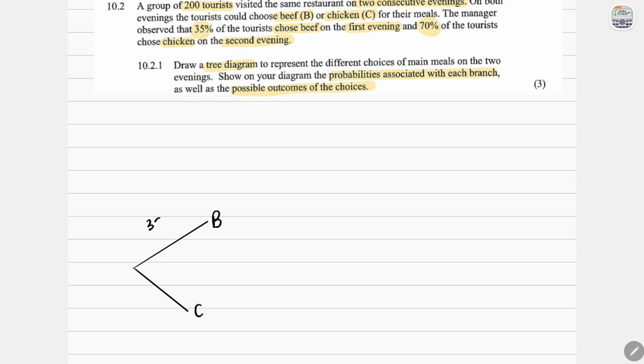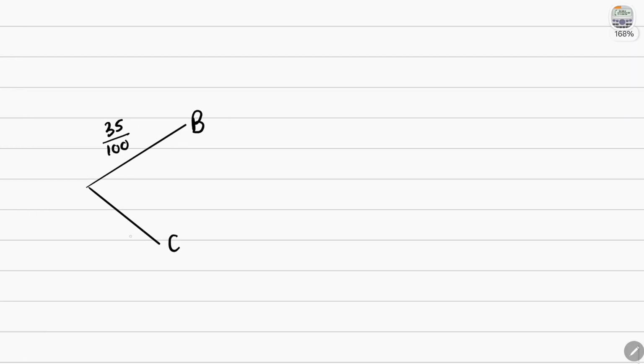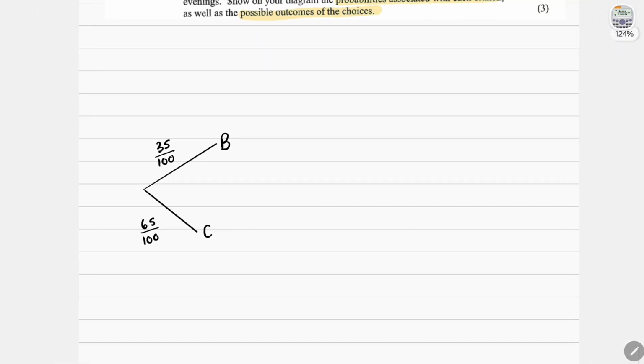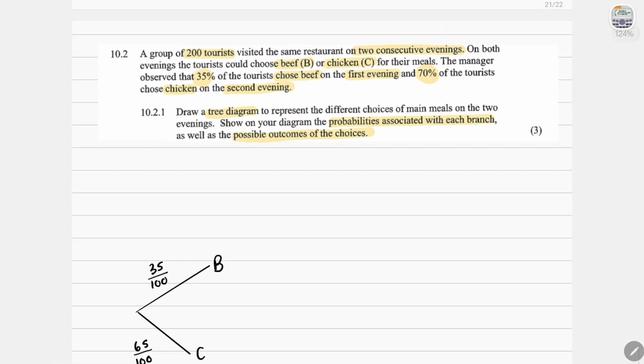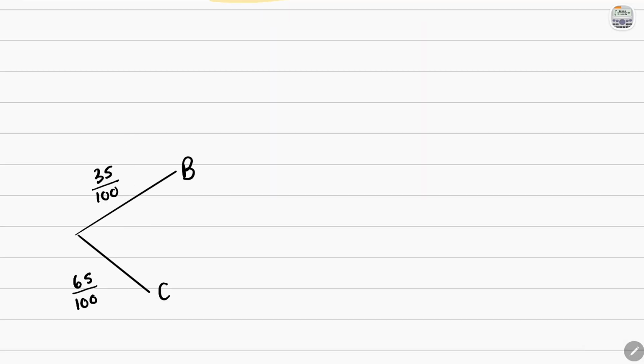So this means 35 out of 100 chose beef. And so what does that mean about those that chose chicken? It would mean that 65 out of 100 chose chicken. Okay, and then they say 70% of the tourists chose chicken on the second evening. So that was just the first evening, and now we'll look at the second evening.